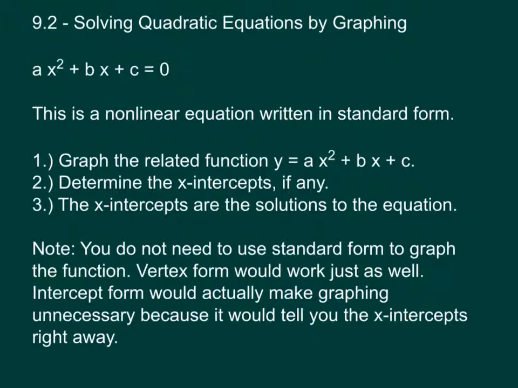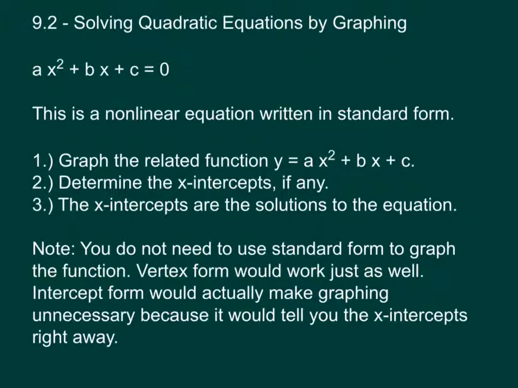Now, in order to solve this by graphing, there are 3 steps. First, we graph the related function, which is y equals ax squared plus bx plus c. Second, we determine the x-intercepts, if there are any. And third, the x-intercepts are the solutions to the equation. And that's all that it is. Just by looking at the graph, we'll be able to determine the solutions to the equation. So we can save ourselves some algebra.